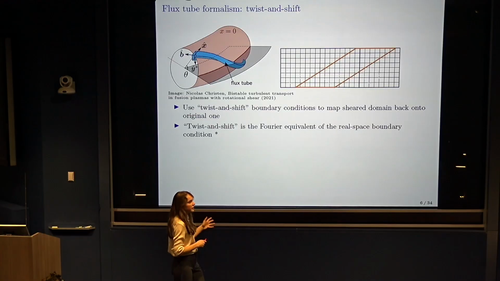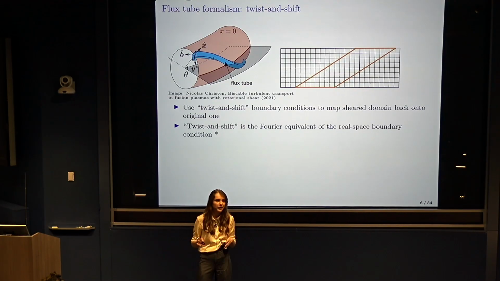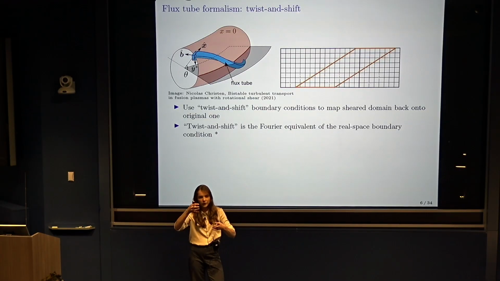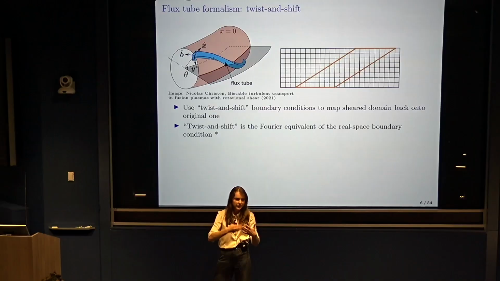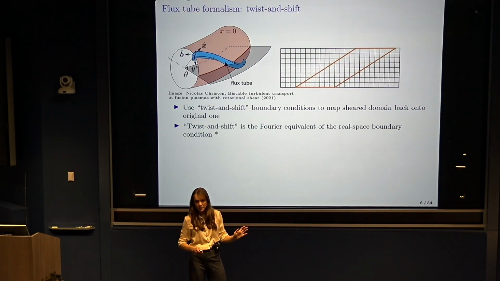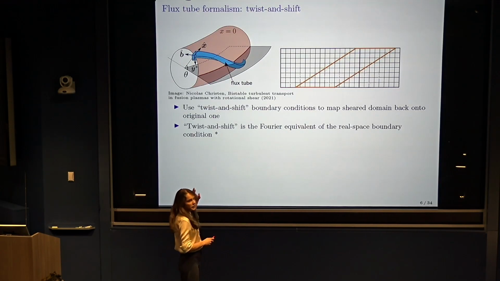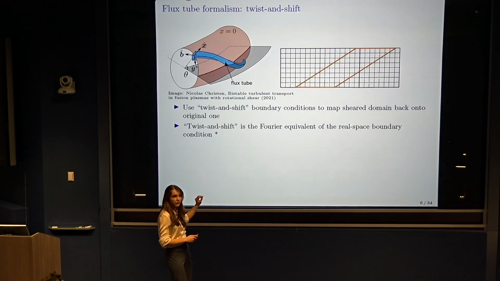So the twist and shift is the Fourier equivalent of that interpolation that I showed you in the real space formalism. So when I told you that those two field lines don't necessarily match back up to each other, and I have to interpolate one onto the other, the twist and shift that you hear people talking about is exactly the same. We're just doing it in Fourier space, and we obviously have to give it a very fun name. So that's what we're doing. We're just doing this interpolation, but in Fourier space.